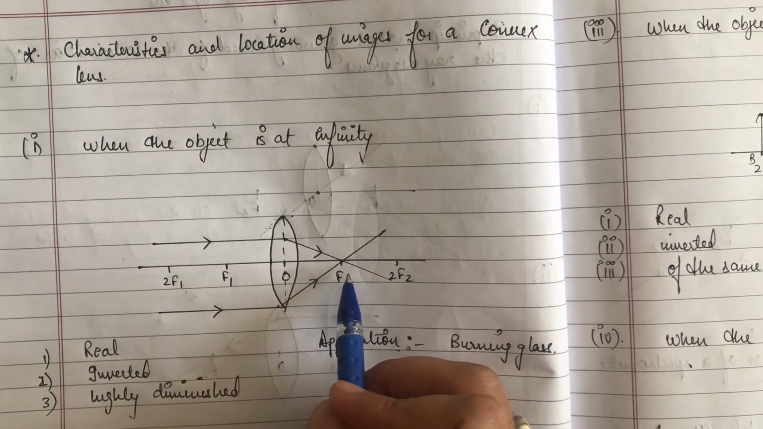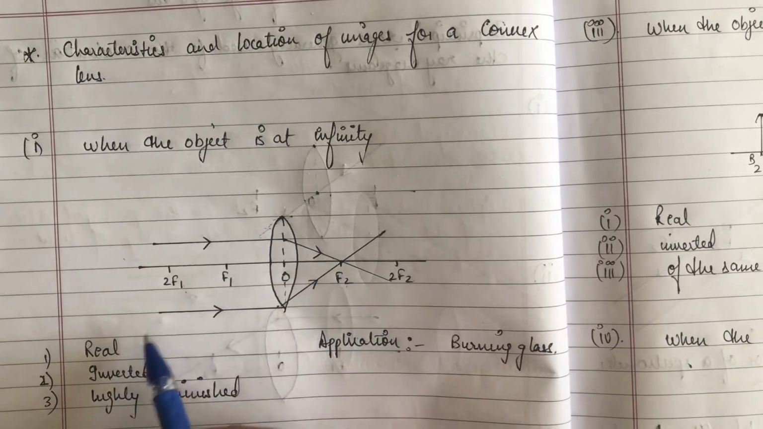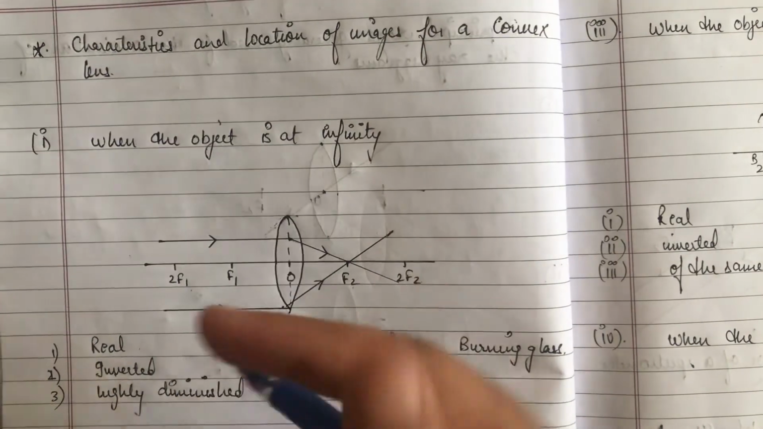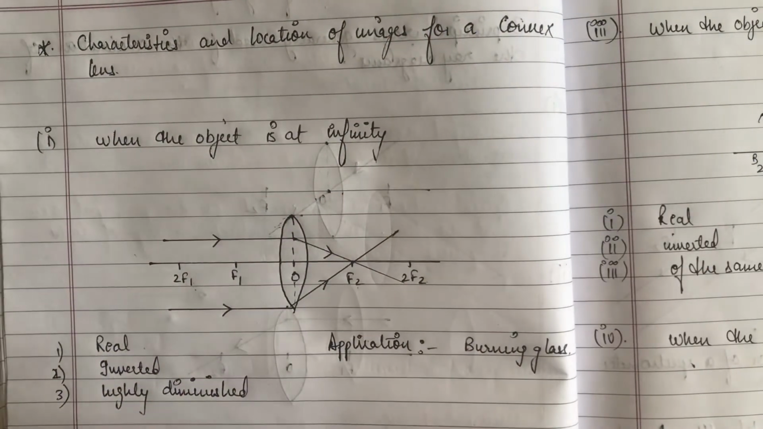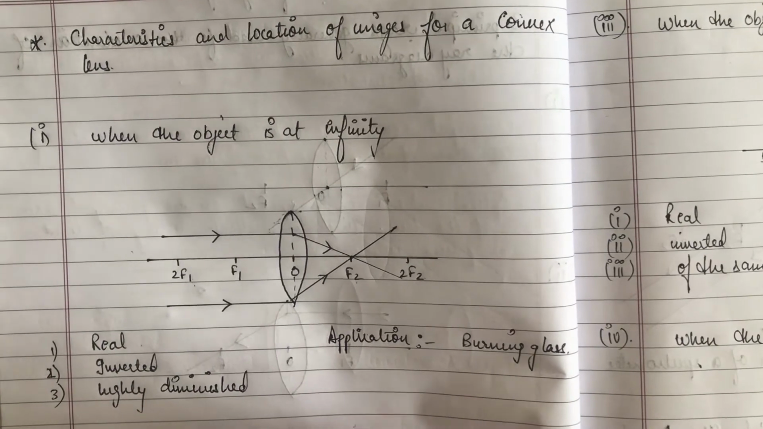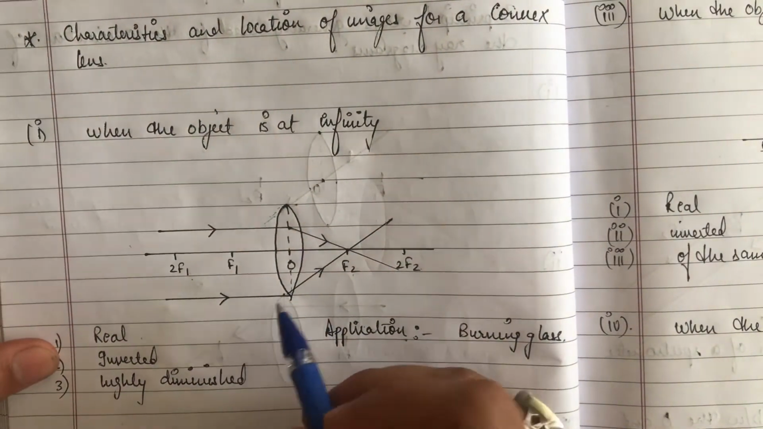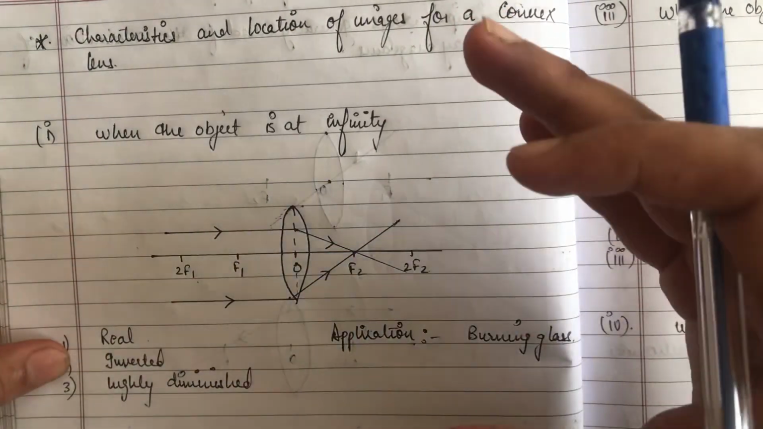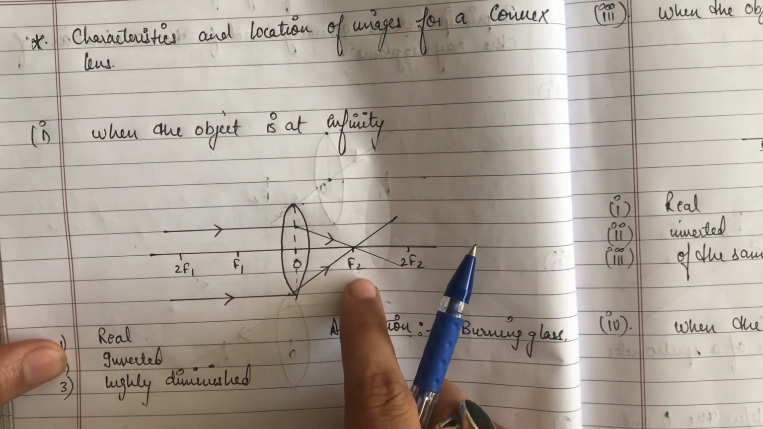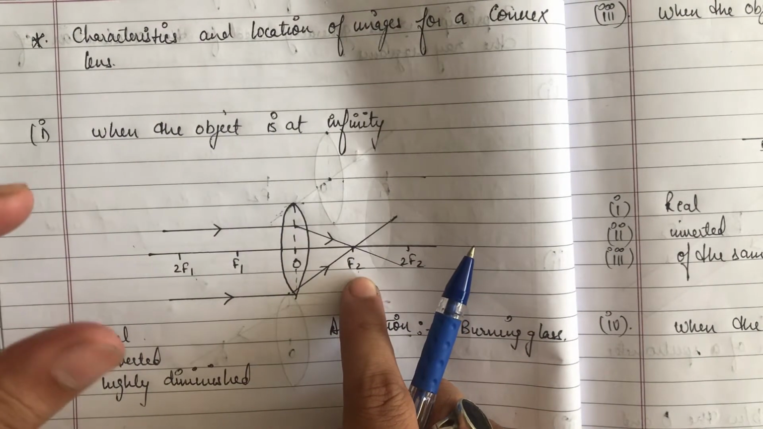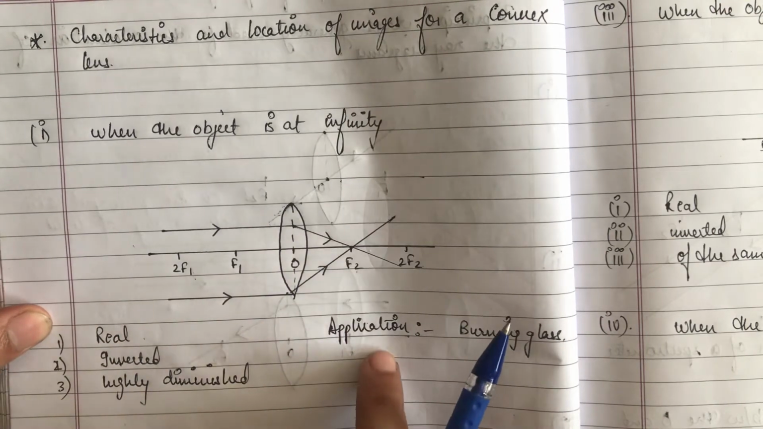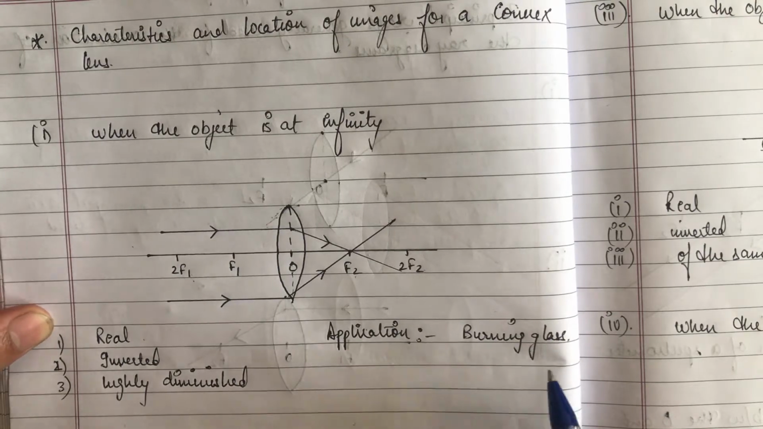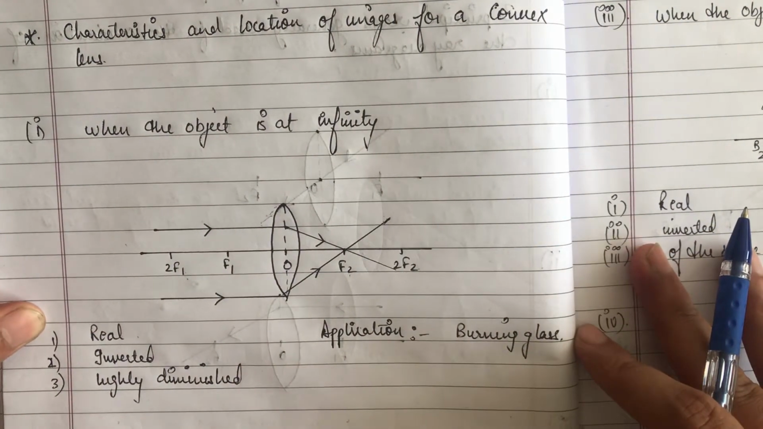In this case the image is real because it is formed on this side of the lens. Inverted, upside down. Highly diminished, why? Because the size has decreased, it will be very small. At infinity the object will be very big, but here at F2 where the image is formed, it will be very small. So highly diminished. Its application is in the burning glass. So this is the first case for a convex lens.